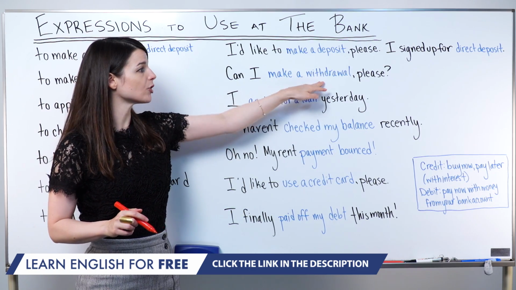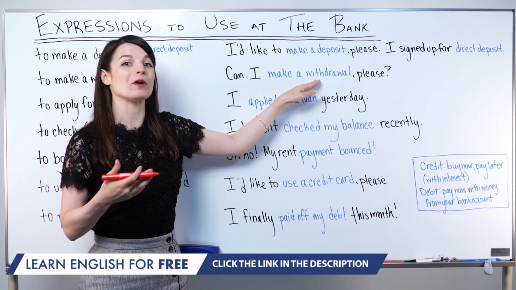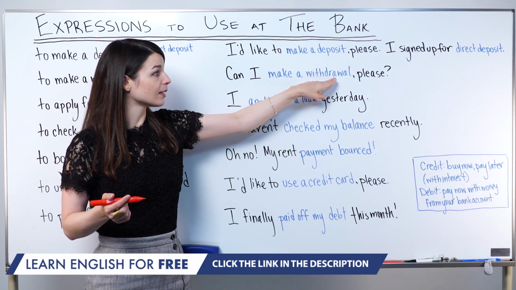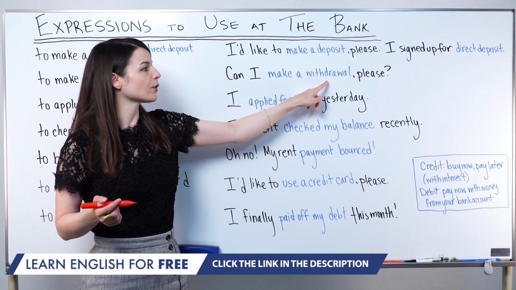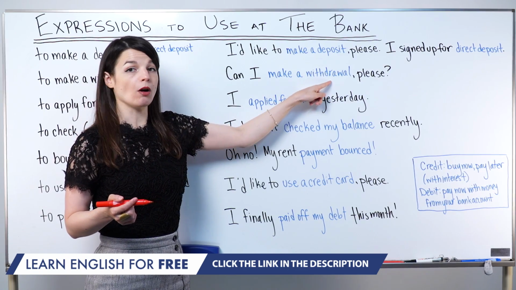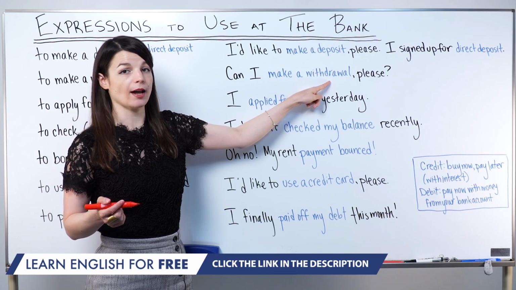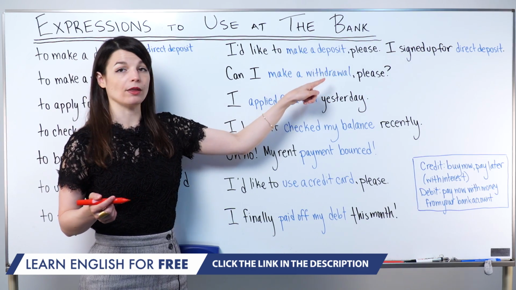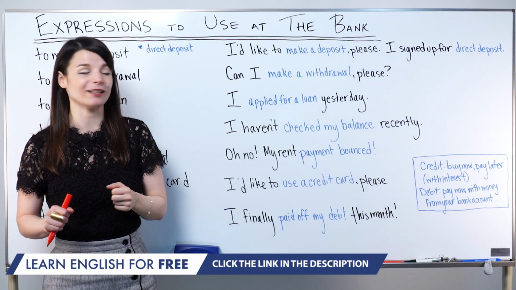So the pronunciation here, with, is the same as with, like do something with someone. This part is a little bit of a challenge maybe. So we don't clearly pronounce draw wow like that. We say withdrawal. Withdrawal is how we say this word. Make a withdrawal. Can I make a withdrawal, please? Is how it sounds in native speed.